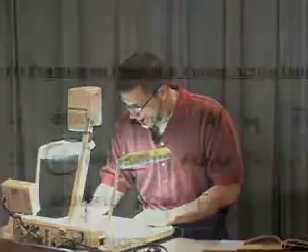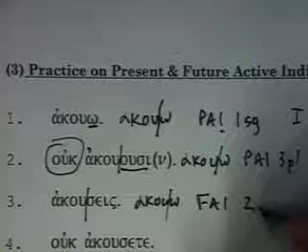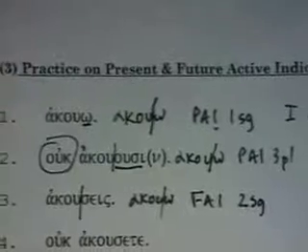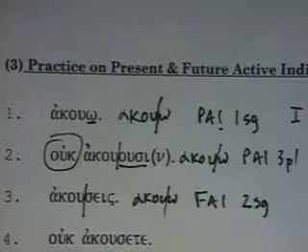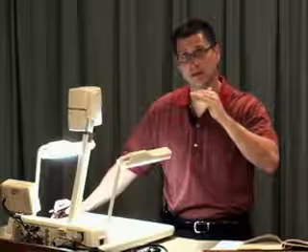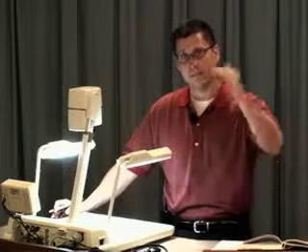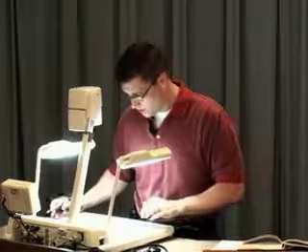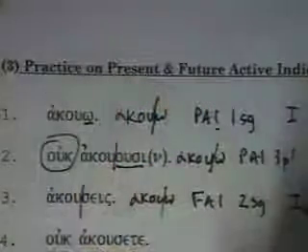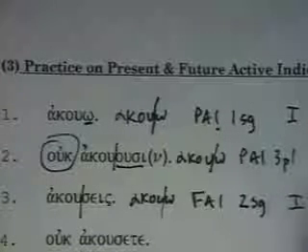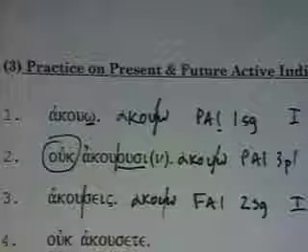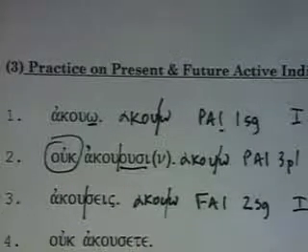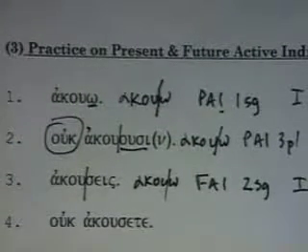This is your future active indicative form, second person what? It's going to be your second person singular form, seis. Remember your breakdown? So, sō, seis, sei, somen, sete, sousi. Seis is the future active indicative, second person singular form. Translation, I will hear.